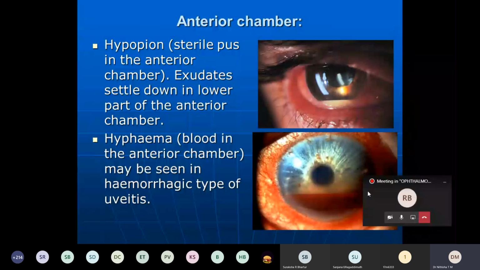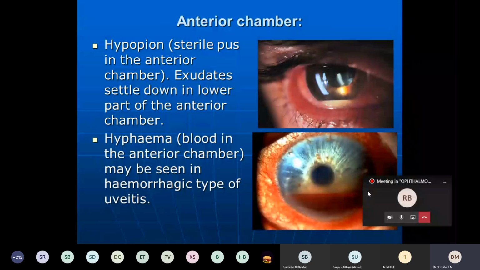Okay, in case of iridocyclitis, it can be a deep anterior chamber. Okay, so always remember, if there is a hypopyon, it is nothing but sterile pus in the anterior chamber. Hypopyon is nothing but sterile pus in the anterior chamber. Why is there hypopyon? It is due to exudates, due to antigen and antibody reaction. There can be formation of exudates, which is seen in the anterior chamber in the form of hypopyon.